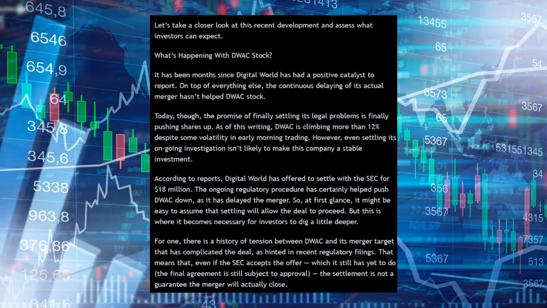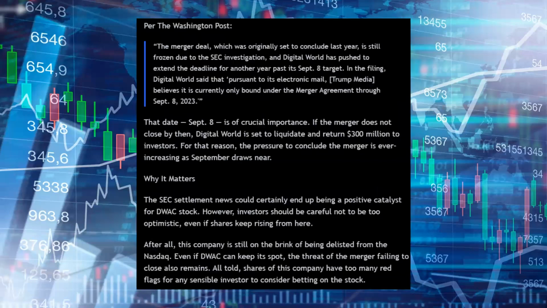According to reports, Digital World has offered to settle with the SEC for $18 million. The ongoing regulatory procedure has certainly helped push DWAC down as it has delayed the merger. So at first glance, it might be easy to assume that settling will allow the deal to proceed, but this is where it becomes necessary for investors to dig a little deeper. For one, there's a history of tension between DWAC and its merger target that has complicated the deal, as hinted in recent regulatory filings. That means that even if the SEC accepts the offer, which it has yet to do, the settlement is not a guarantee the merger will actually close.